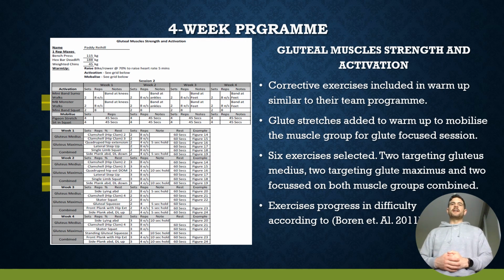Along with their team program, an extra session focused on gluteal activation and strengthening was administered. Boren and colleagues in 2011 completed a study using electromyographic analysis of gluteal medius and gluteal maximus muscles during 21 different exercises. These exercises were tabulated in rank order of muscle activation of the glute medius and maximus and both muscle groups combined. The exercises selected for the athlete's program were taken from these rank order results and progressions were made until exercises with the largest muscle activations were prescribed in weeks 3 and 4. Reps and sets were also increased to form progressive overload.